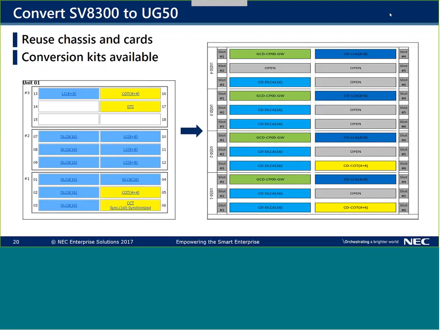So we're going to need more card slots for the CPUs and also potentially another card slot in position 6 for the SR node card. So typically when we convert 8300 to UG50, we end up with a little more real estate to accommodate those new cards and also to allow for growth. So if you're interested in converting an 8300 to a UG50, we actually have conversion kits available for that. And then the survivable remote node is just an option that you can order if you want it.